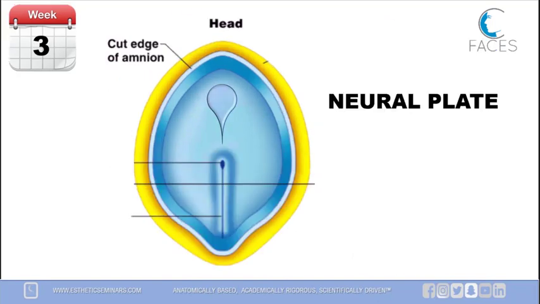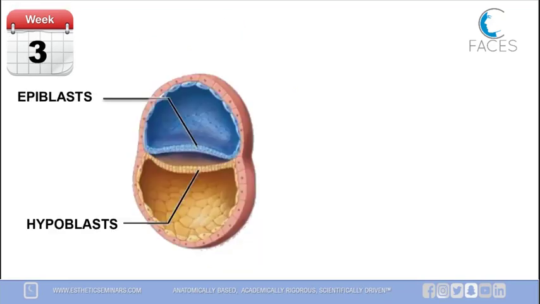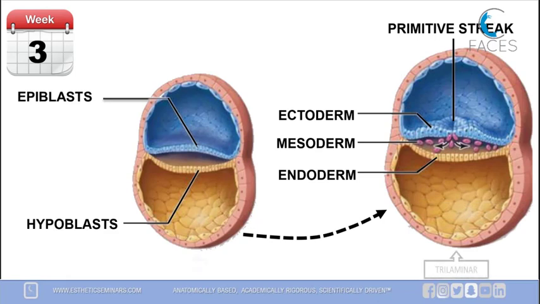By the end of the third week, at the caudal end of the now trilaminar embryo, opposite the primitive streak, the ectodermal tissue thickens and flattens to become the neural plate. The neural plate is a key developmental structure that serves as the basis for the nervous system. Here's a look at the difference between the bilaminar disc and the trilaminar disc.